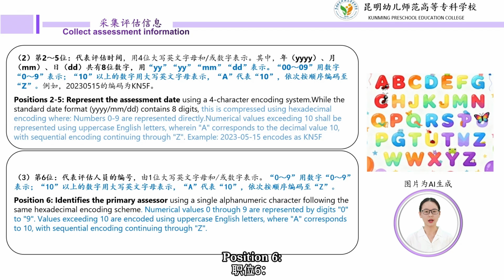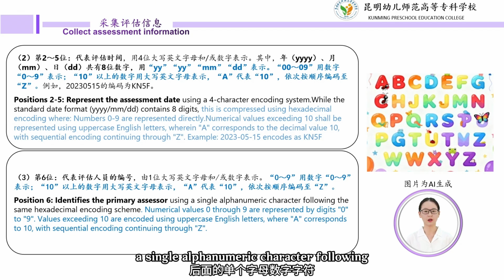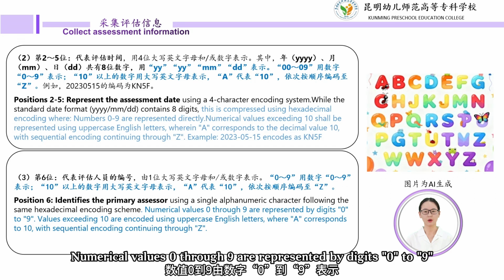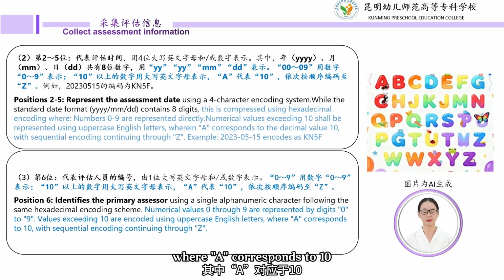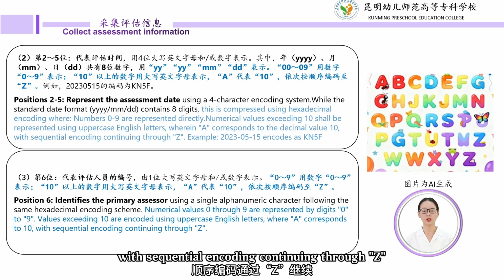Position 6 identifies the primary assessor using a single alphanumeric character following the same hexadecimal encoding scheme. Numerical values 0 through 9 are represented by digits 0 to 9. Values exceeding 10 are encoded using uppercase English letters, where A corresponds to 10, with sequential encoding continuing through Z.